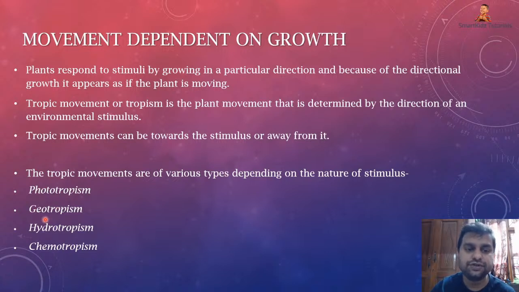Photo means light, geo means land or earth, hydro means water, and chemo means chemical. So from here you should get a fair knowledge of what we are trying to look into, or the direction of movement that we see. Photo is obviously with respect to sunlight, geo with respect to the land, soil, hydro with respect to water, that is water or any water body, and chemo with respect to chemical impulses. So we'll go through each one of them individually.